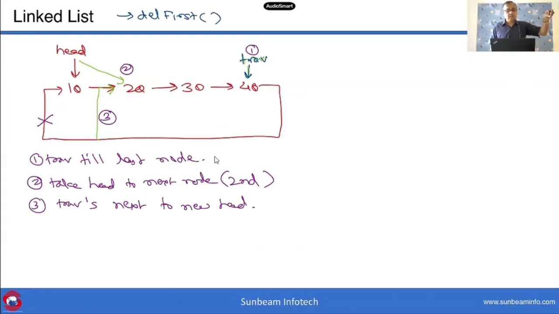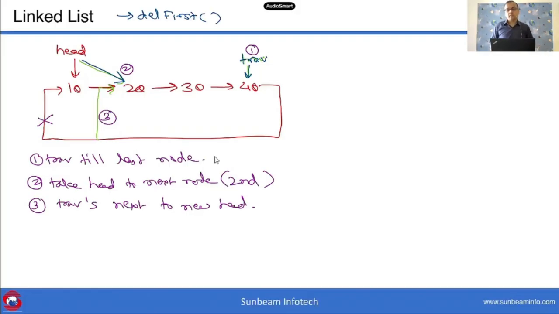Second thing, take head to the next node. So step number 2, take head to the next node, and again hardly one line of code that you can see above: head is equal to head dot next. That is the second step.